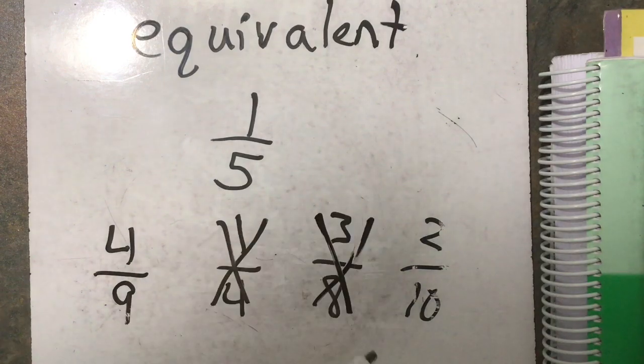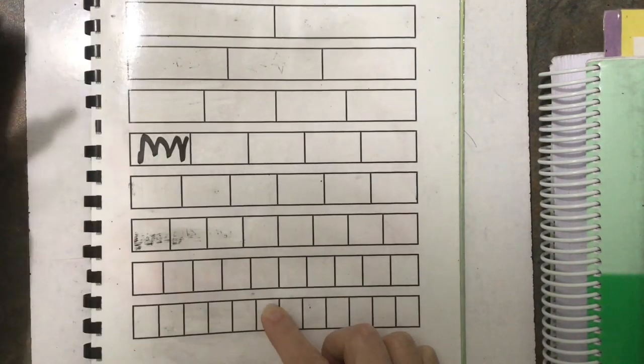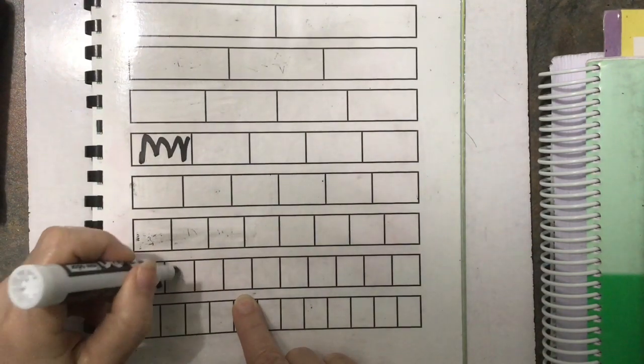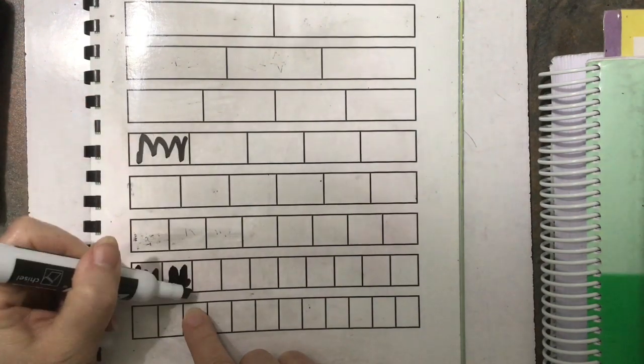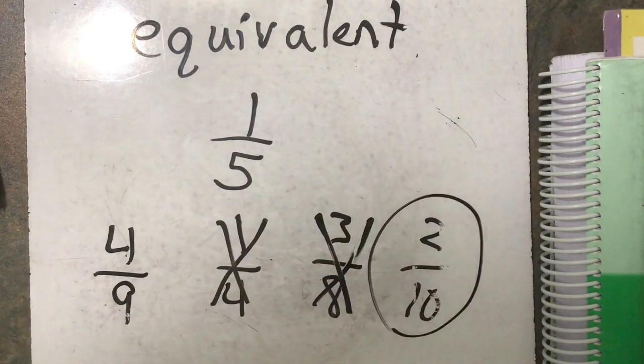So that one's out. Now we're going to try 2/10. My 10ths are down here. I'm going to shade 2 of them. 1, 2. 2/10 is the same amount as 1/5. So that is a fraction that is equivalent. So I would click that one on IXL.